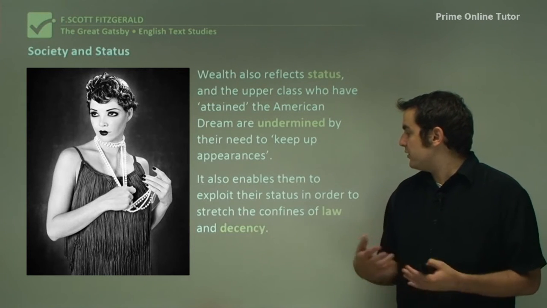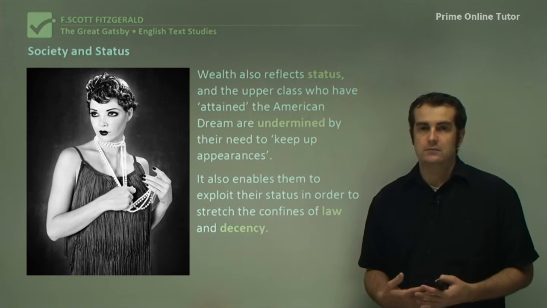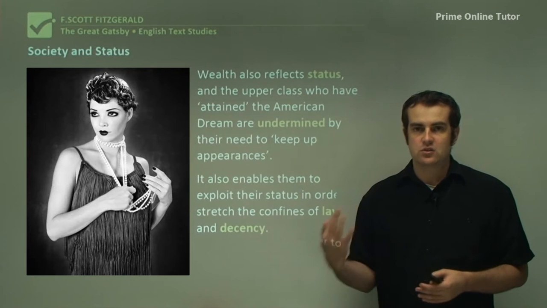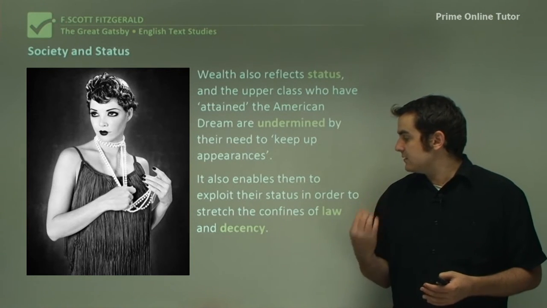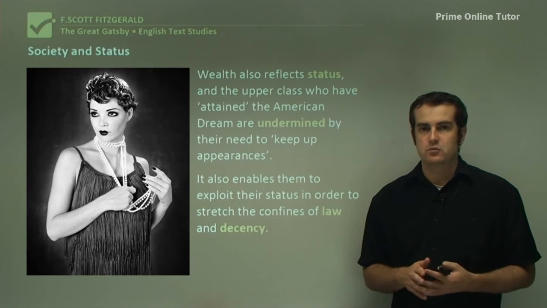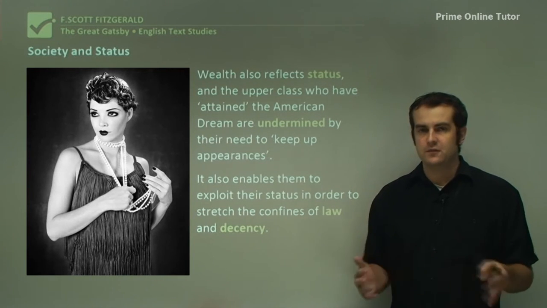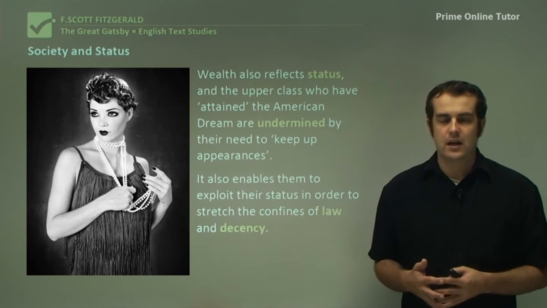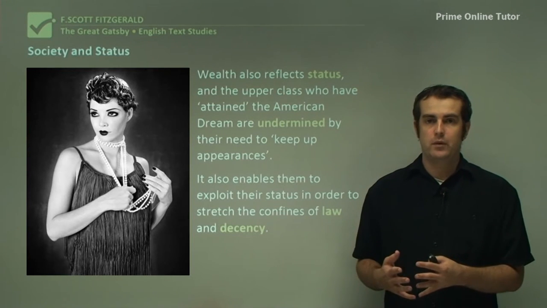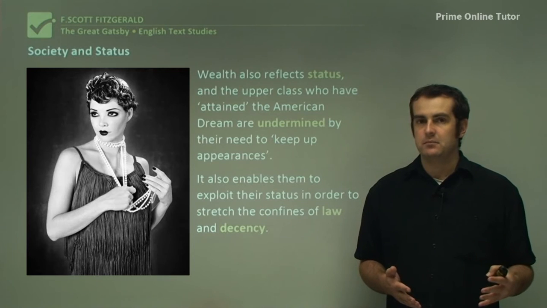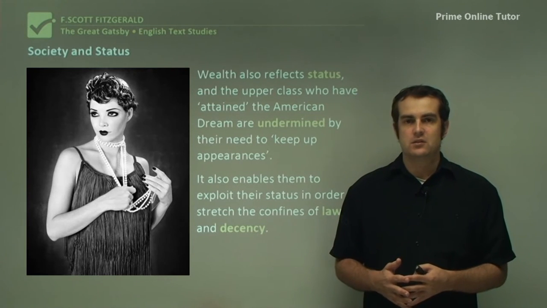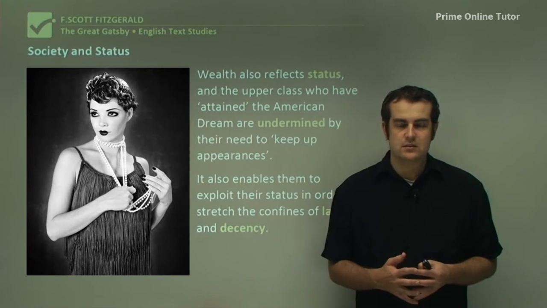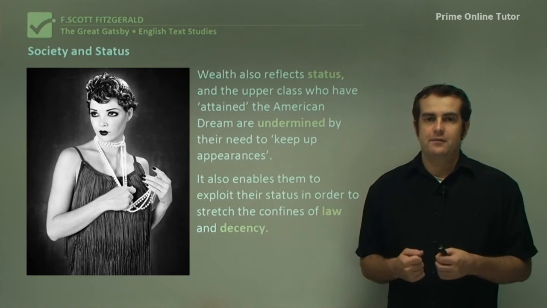It also enables them to exploit their status in order to stretch this idea of law and decency. These are, particularly in the case of Gatsby, I mean, he's got connections to a known criminal, and in the sense of decency, these are families which engage in affairs quite frequently and don't really think much of it. And certainly in the case of Tom and his lover, he almost doesn't think that it's a problem. It's only a problem when Myrtle starts mentioning Daisy's name that he starts to really get offended by it, and it's almost a case of that they live separate lives and that they should be just happy to be with him.